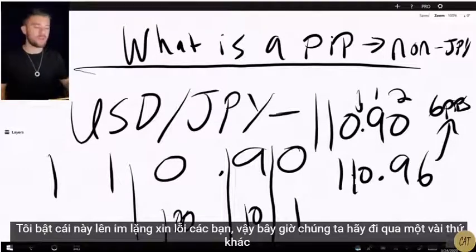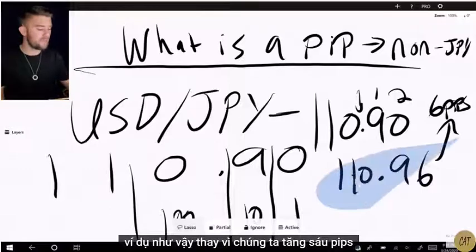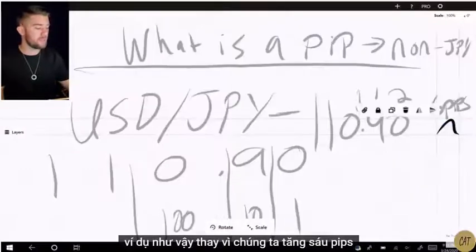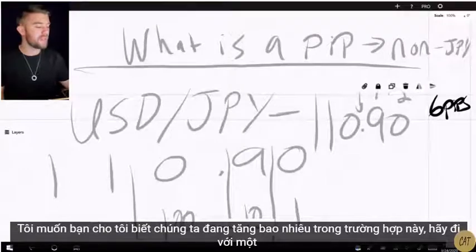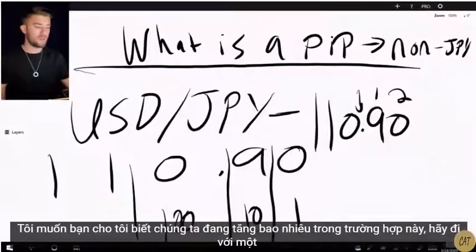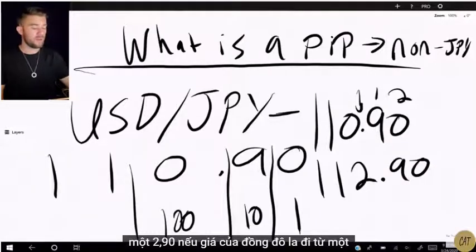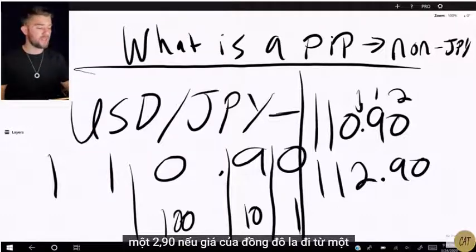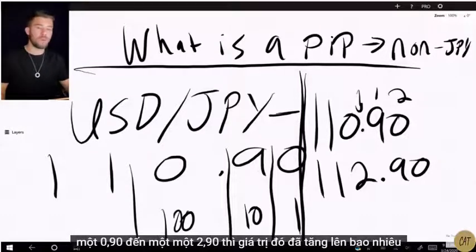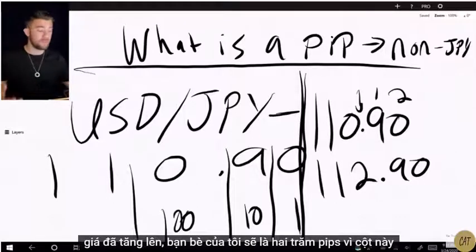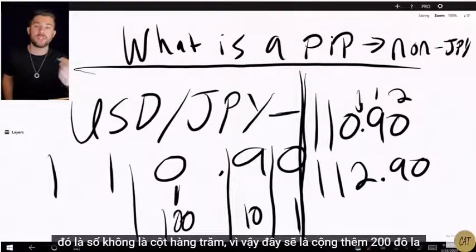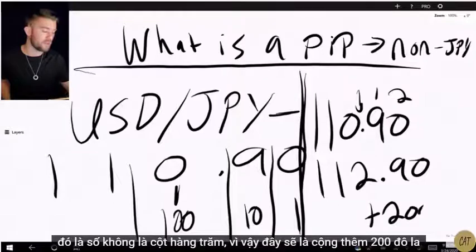Okay, so now let's go over a couple of other examples. Instead of us rising by 6 pips, I want you to tell me how much we are rising in this case. Let's go with 112.90. If the price of the dollar yen goes from 110.90 to 112.90, then how much has that value risen? How much has the price gone up? This, my friends, would be 200 pips, because this column that was 0 is the hundreds column. So this would be a plus 200 on the dollar yen.